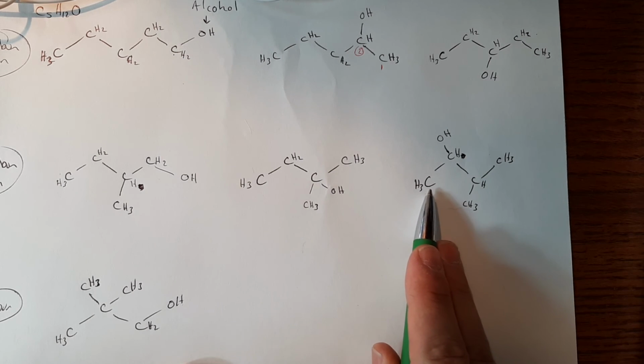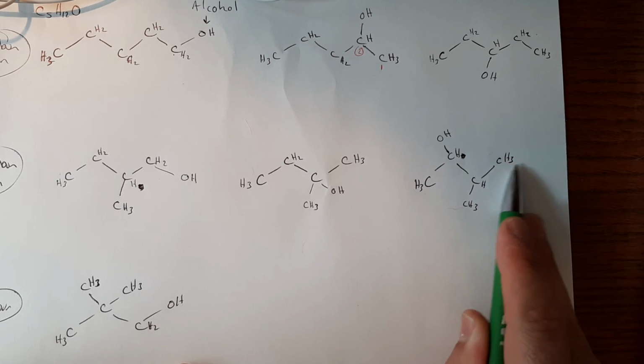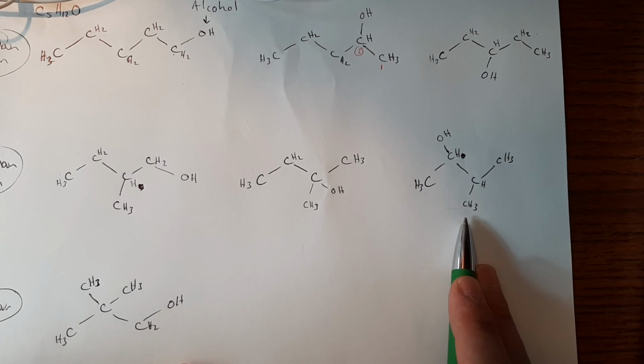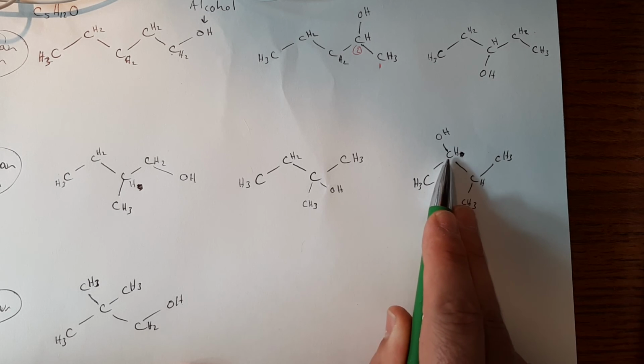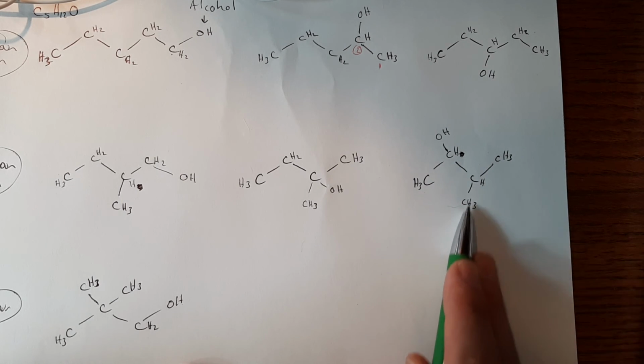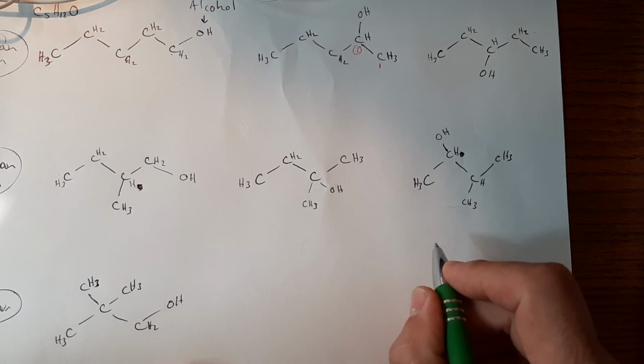We could move it over here to come off of this carbon, and that would be different because if it's on this first carbon in the chain, then that's the one just right next to the branched carbon. If it's here, it's the one next to a single carbon and then next to the branched carbon. So it's a slightly different molecule.